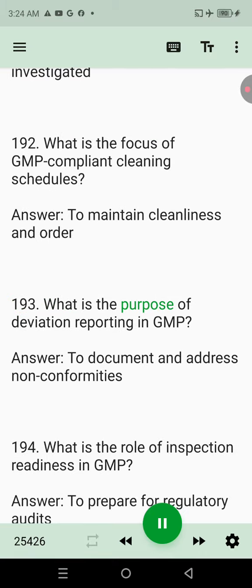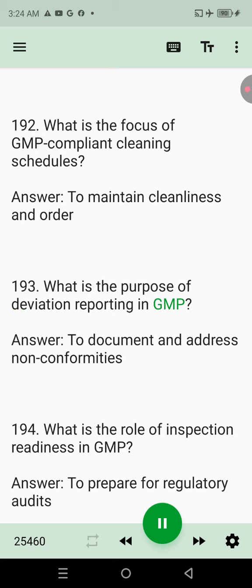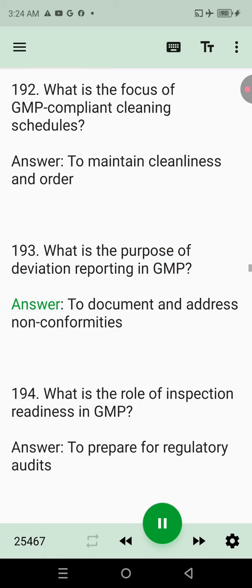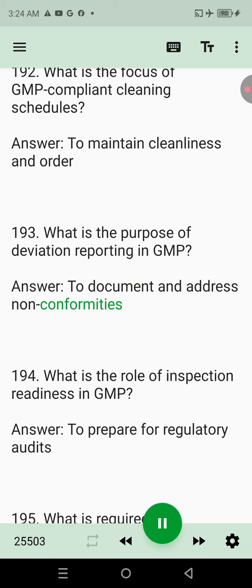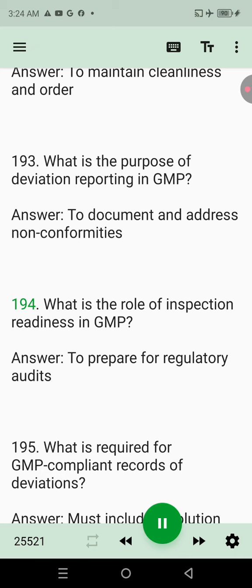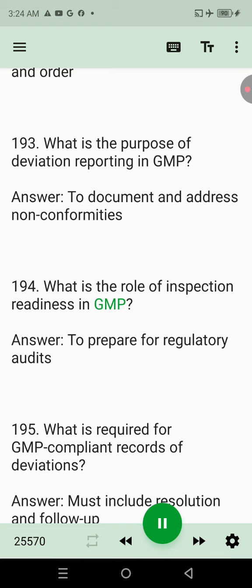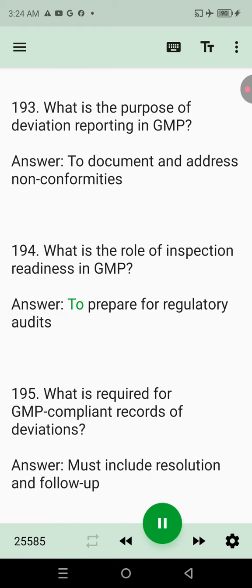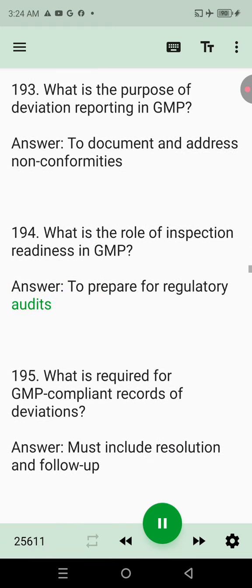193. What is the purpose of deviation reporting in GMP? Answer: to document and address nonconformities. 194. What is the role of inspection readiness in GMP? Answer: to prepare for regulatory audits.